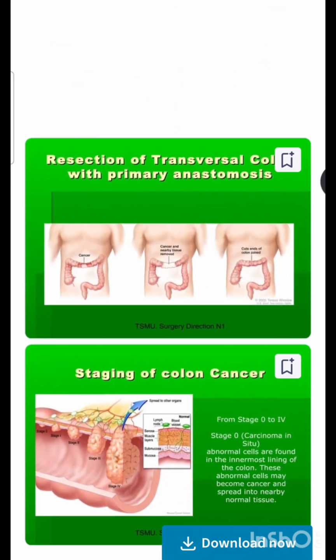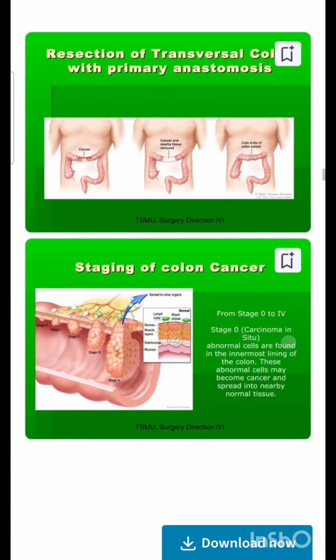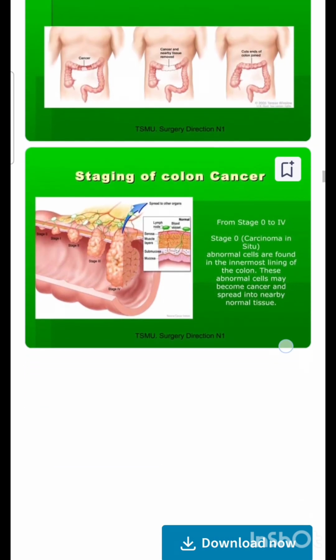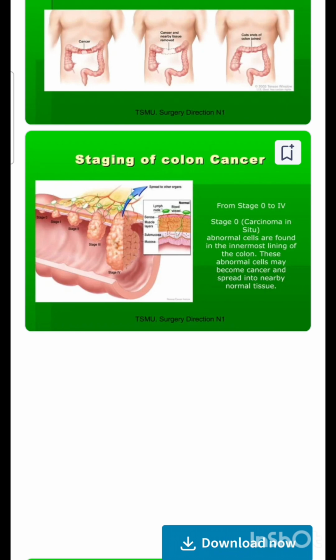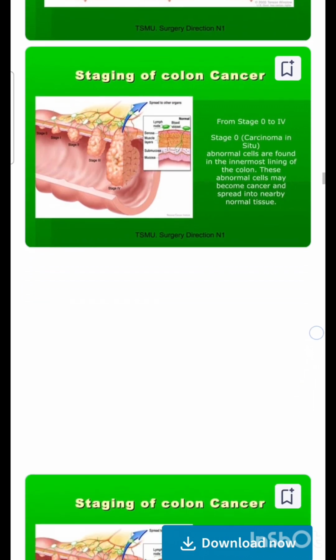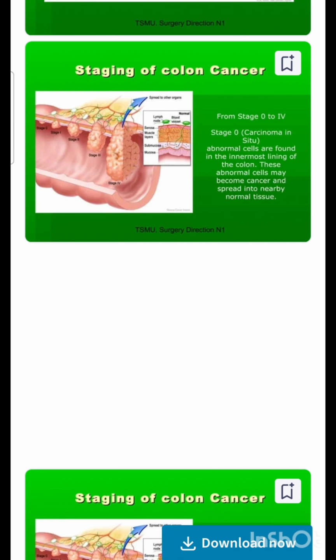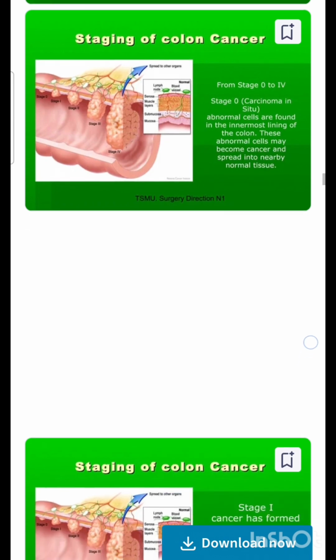Then resection with transverse, with primary anastomosis. You can resect and you can pull it to do primary anastomosis. Staging of cancer can be from 0 to 4, and stage 0 is carcinoma in situ. Abnormal cells are found in the innermost lining of the colon. These are abnormal, so they may become cancer and spread to nearby tissue.